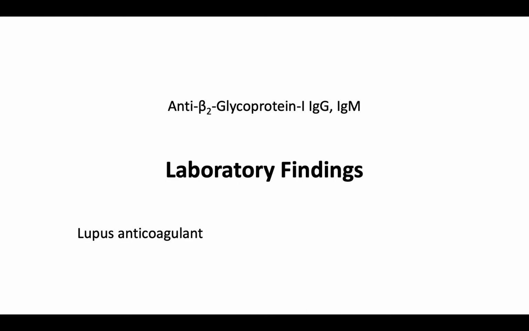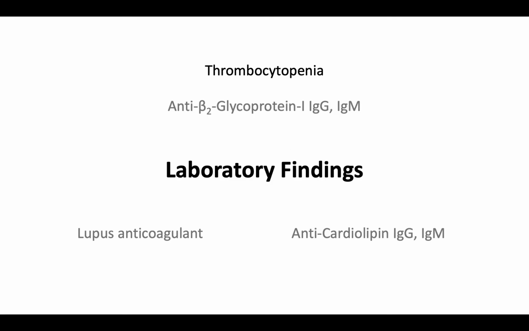Let's discuss the laboratory findings. These include the presence of anti-beta-2 glycoprotein 1 IgG and/or IgM antibodies, the presence of a lupus anticoagulant, and findings of anticardiolipin IgG and/or IgM antibodies. Other common laboratory findings include thrombocytopenia and a prolonged activated partial thromboplastin time in patients with a positive lupus anticoagulant.